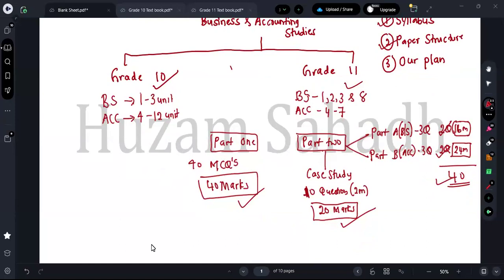The question is, she's asking whether in that case study part they will be testing business studies or accounting. It's a good question. I just forgot to mention it. Here they will be testing both business studies and accounting, guys. Have a note on this. Let's assume there are 10 questions, maybe around 5 or 6 questions, or maybe 4 questions from business studies, and the remaining questions will be from accounting. Just remember, in the case study part also they will be testing both business and accounting.